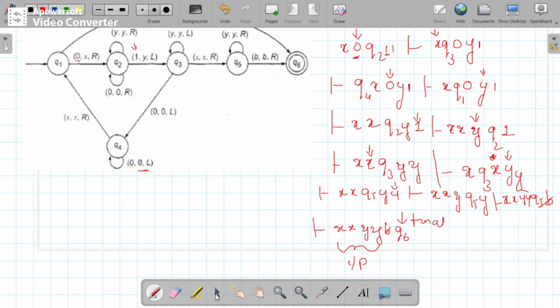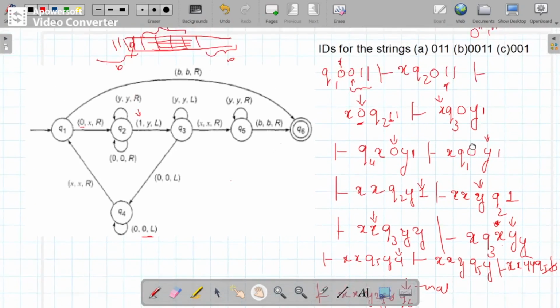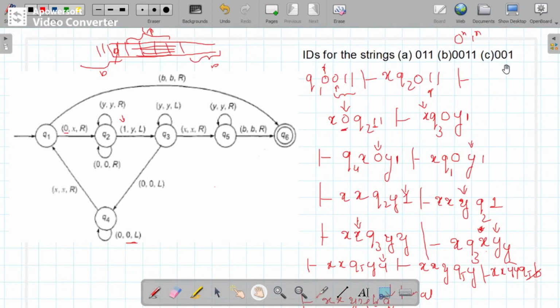Similarly, the last problem you can solve on your own. This is for your reference. You can solve those problems. The last problem is 0, 0, 1. Looking at this input, one thing is clear: it is not of the form 0 to the power n, 1 to the power n. That means finally you will land up in one of the non-accepting states. So you will never reach the q6 state.